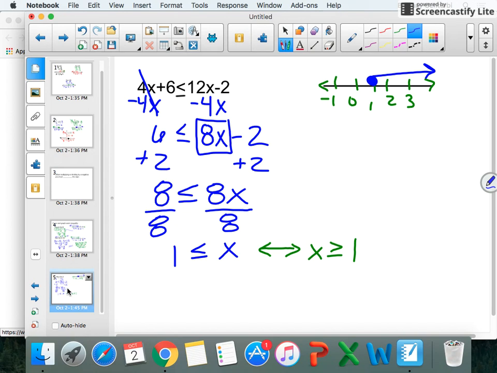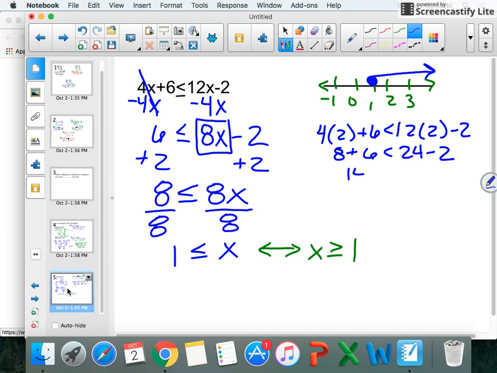And again, if we wanted to plug something in, we could. So let's just take 2, for example, plug it into the original. 4 times 2 plus 6, is that less than or equal to 12 times 2 minus 2? So 4 times 2 is 8 plus 6. 12 times 2 is 24. 8 plus 6 is 14, and 24 minus 2 is 22. So that works out, so we can check that we did everything correct.